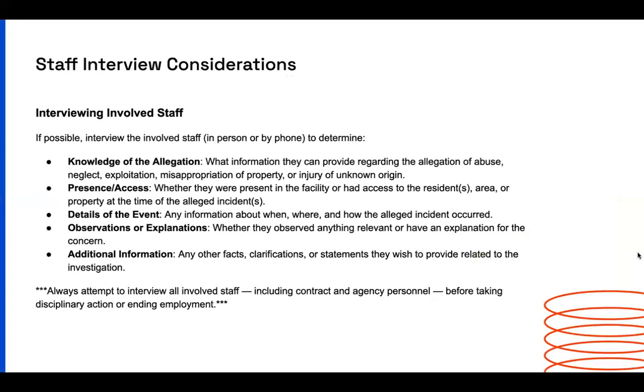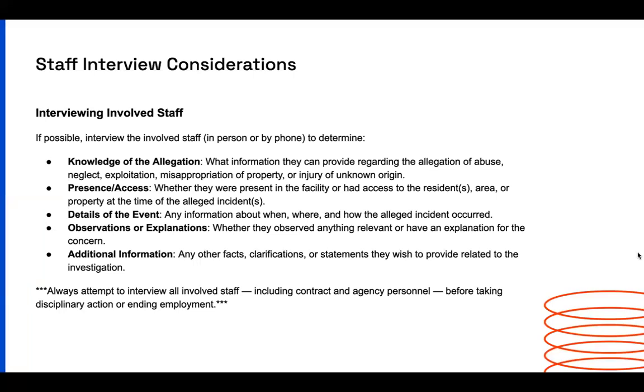When we talk about staff interviews, if possible, interview any involved staff in person or by phone to determine their knowledge of any allegation, what information they can provide regarding the allegation of abuse, what their presence or access was in the facility at that time, what details they have of the event, about who, what, where, why, how, when the alleged incident occurred, and any observations or explanations that they have around that concern.